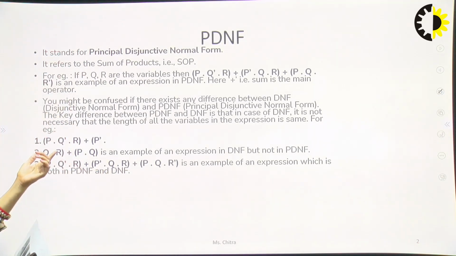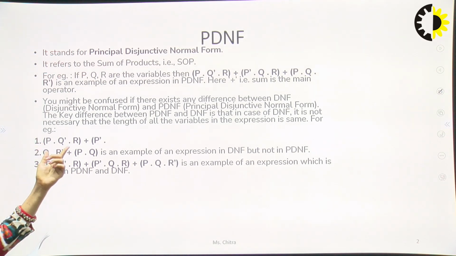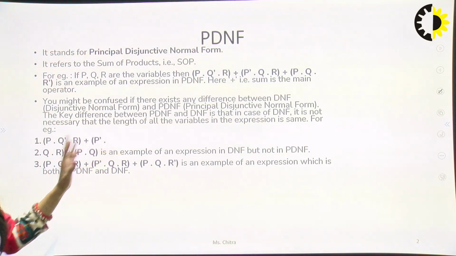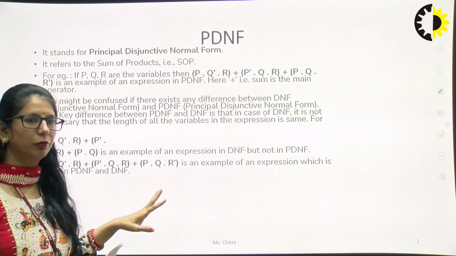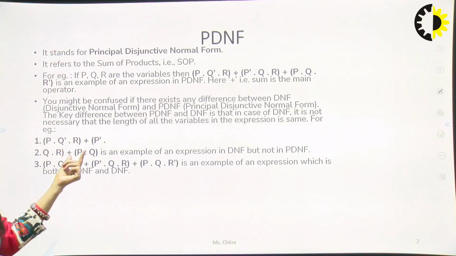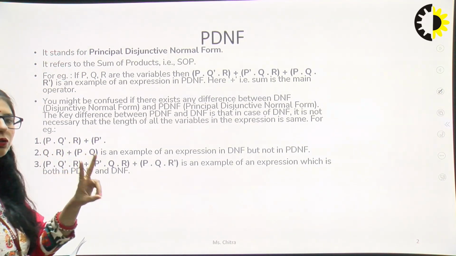For example, here it is given P.Q'.R plus P'. and further there will be the expression like this. So it is in DNF form, not in the PDNF form, right? Because here the length of the variable is 3, here the length of the variable is 3, but in the next one, the length of the variable is 2 here.